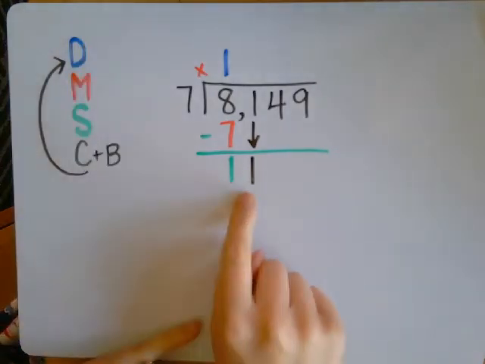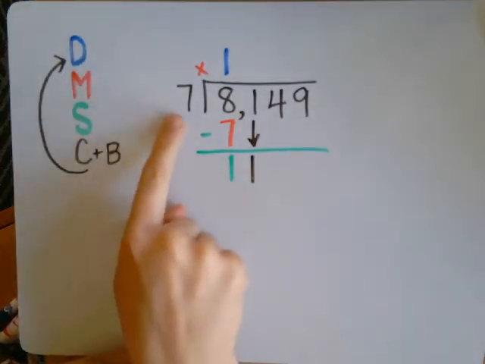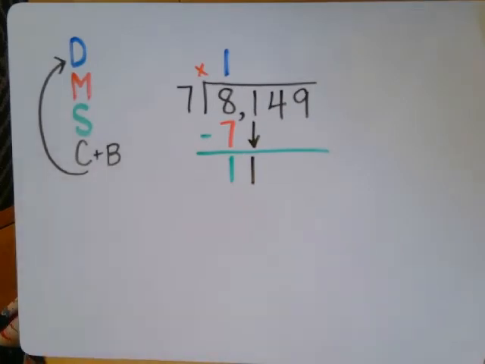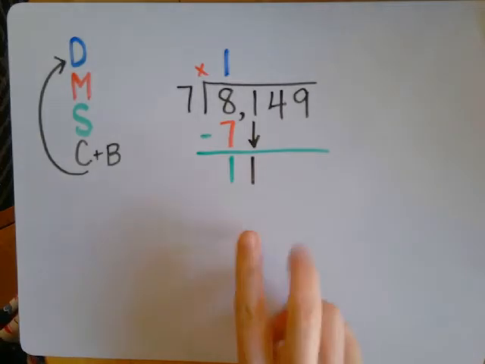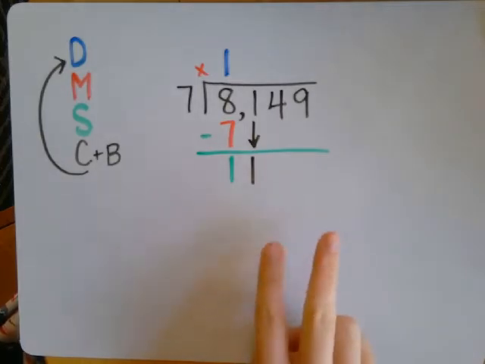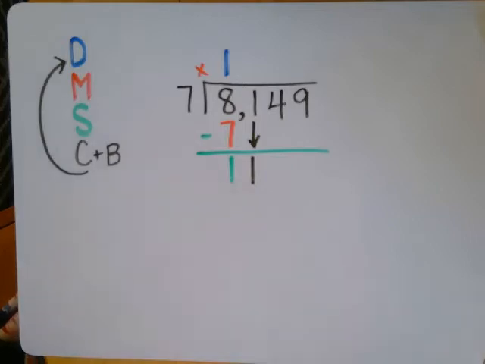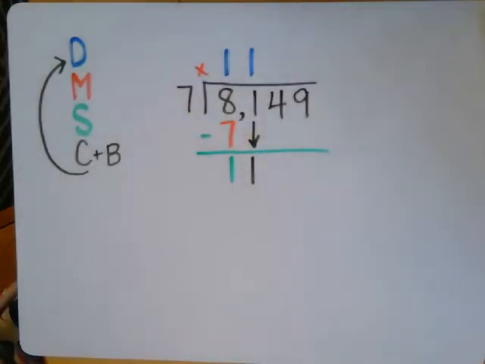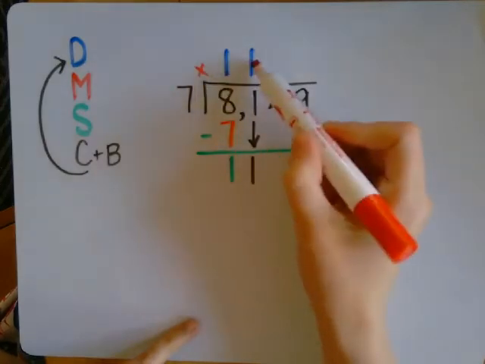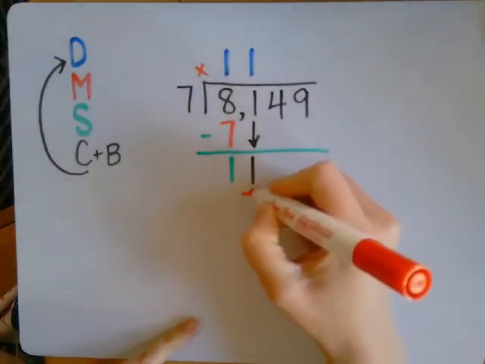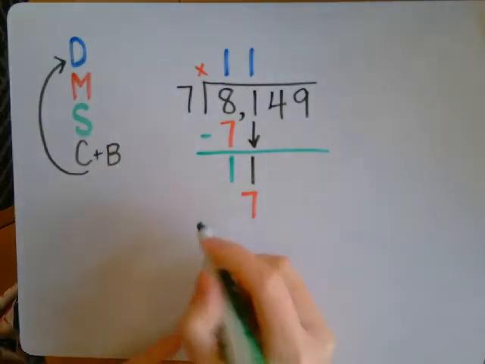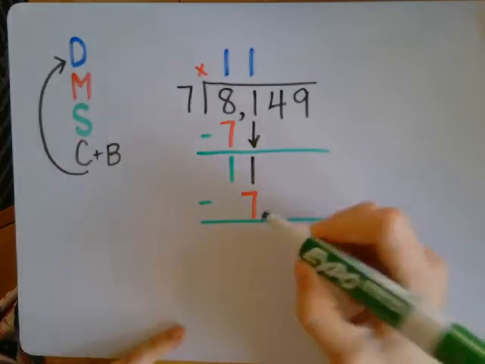We divide. 11 divided by 7. So how many groups of 7 can I make out of 11? If I count by 7s, that should tell me. 7, 14. Again, 2 is too many, so I need to go back to 1. I can make 1 whole group of 7 out of 11. So that goes right here. Next, I need to multiply. 7 times 1, which gives me 7. And then I need to subtract. 11 minus 7 gives me 4.